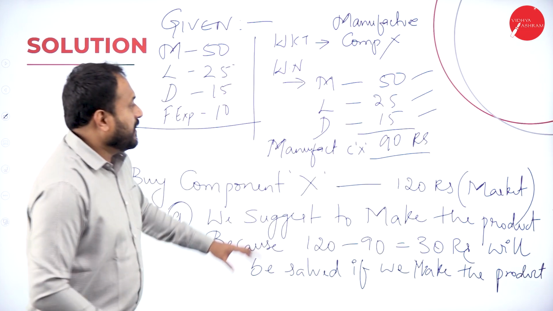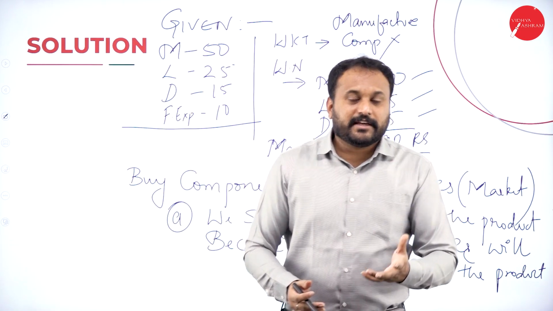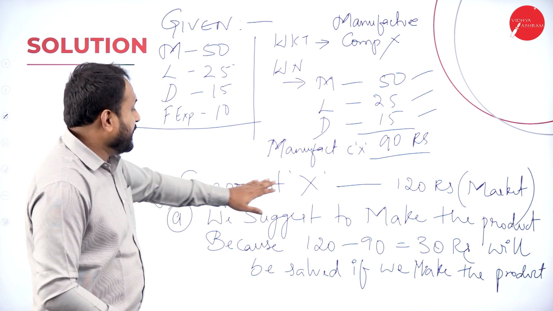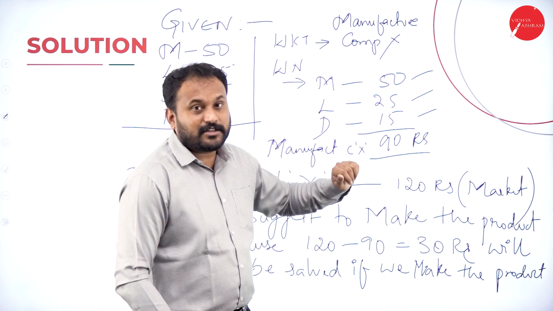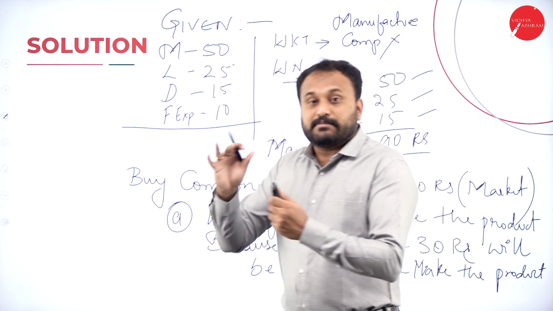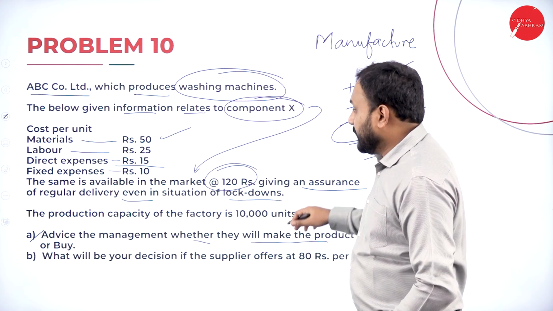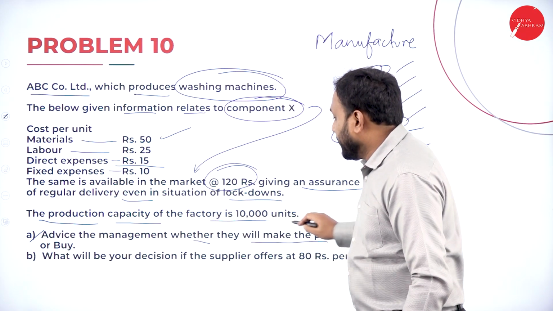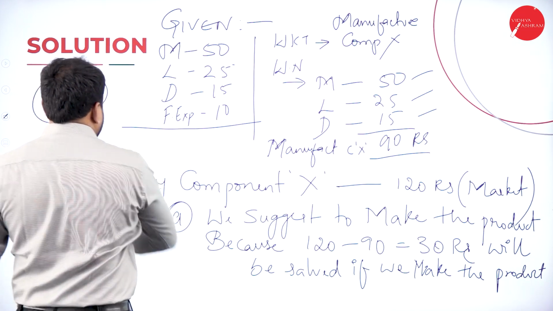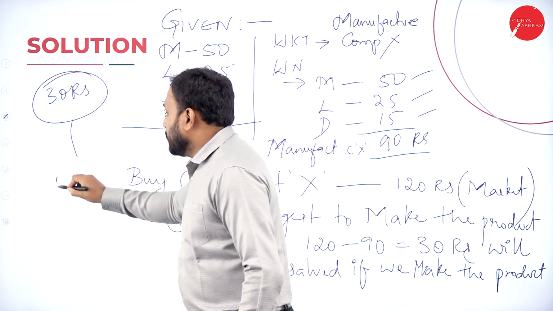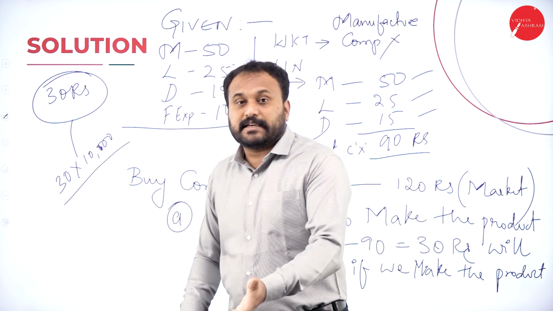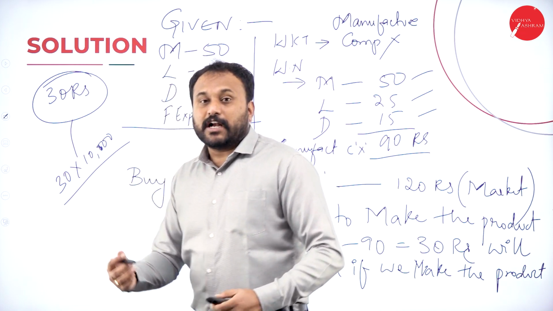So this is how you are supposed to write. See, it's more of theoretical. Understand the thing. The only thing you are supposed to do is subtract the fixed cost. And if I buy component X from the market, it is 120 rupees. So 120 minus 90 is 30. That means for one unit, I'm saving 30 rupees. If the question had said that the production capacity of the factory is 10,000 units, then 30 rupees saved into 10,000 is how much you can actually save. So we decide to make the product and not buy the product.